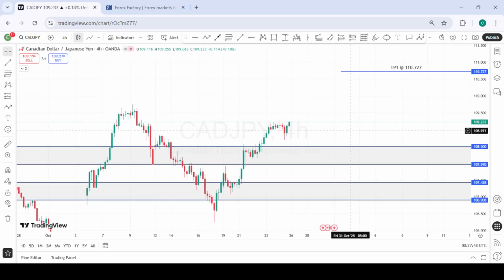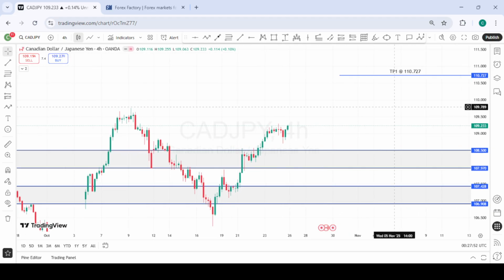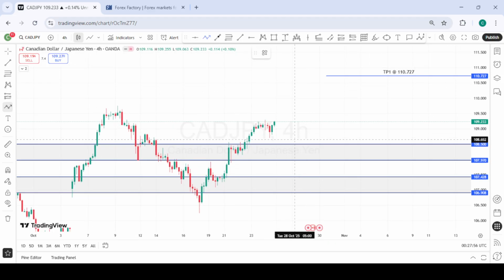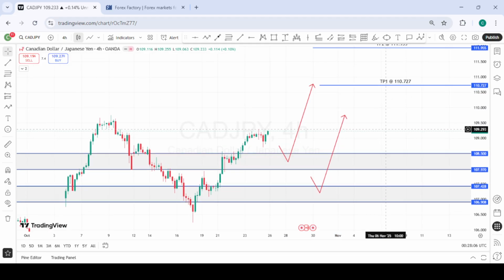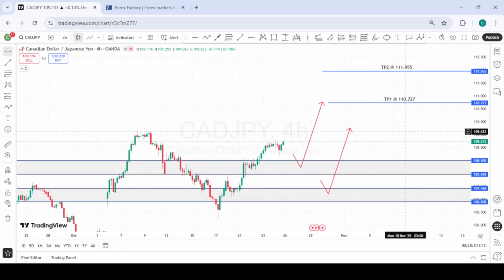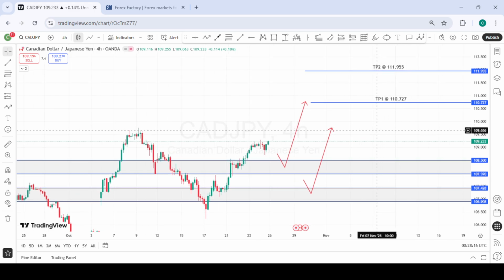We also have here CADJPY, a similar move we saw on USDJPY. So for the coming week, we'll also be looking forward to a pullback to this very first area of interest. We'll look for buying confirmations or buying opportunities to the upside, or should price pull back a bit deeper to this zone, we'll still be interested in looking for the buying opportunities. So these are various targets we have here. So TP1, TP2 is up here. Those are the areas we'll be targeting for CADJPY for the coming week.